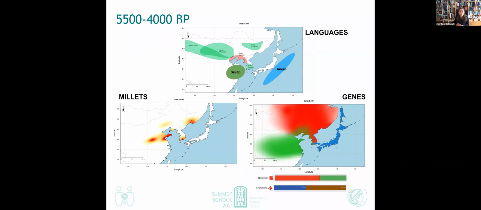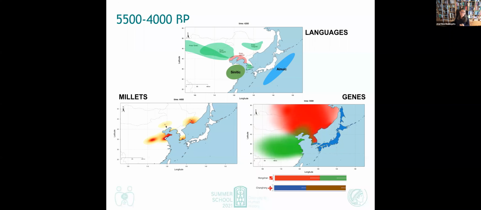And then we move to the period between 5500 and 4000 BP. There we see that Proto-Koreanic is the first to split off and to move over the Liaodong Peninsula to the Korean Peninsula. And then about a millennium later, Proto-Tungusic splits off and moves to the Russian Far East. And interestingly, this maps again very neatly on our dispersal of millets.